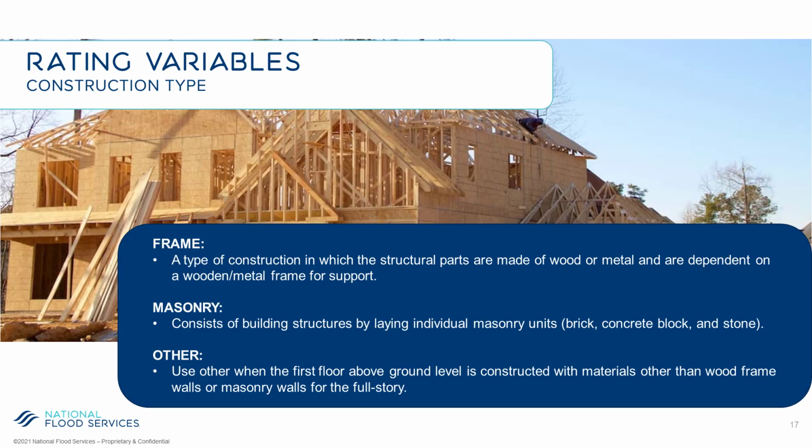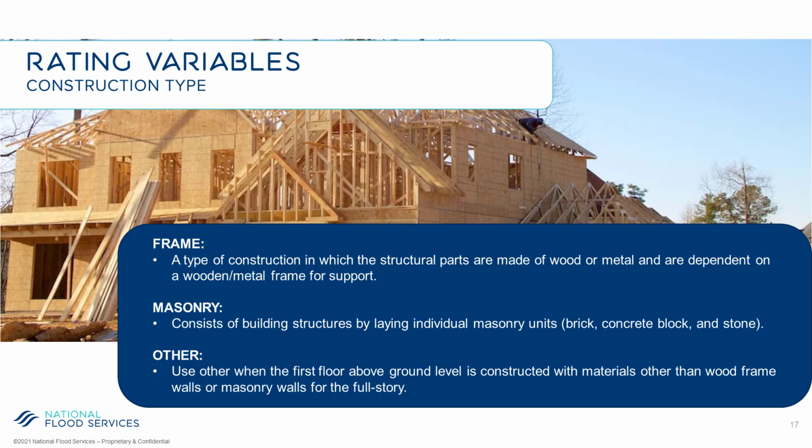Construction type is something that you, as an agent, will select. It will not auto-populate. There are 3 choices for construction type. It will be frame, masonry, or other. On the screen here, you can read the descriptions for each one of these. You may be wondering, when you select other, the definition is right there, but let's discuss that.